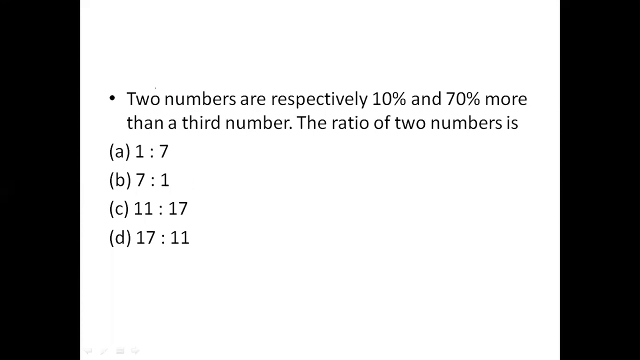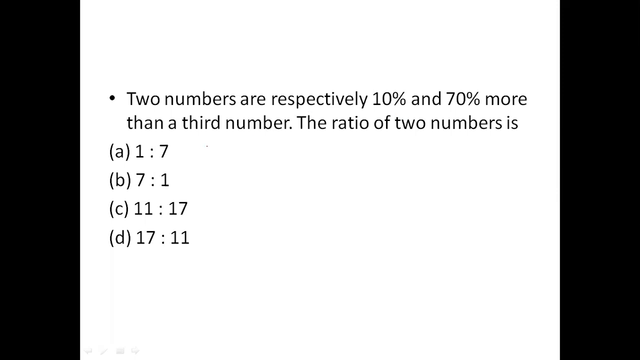Two numbers are respectively 10% and 70% more than the third number. So the ratio of two numbers is. Guys, my sincere request to all of you, please don't look at this question as a problem. Just look at this question as an English story. Two numbers. There is a story in the question. What's the story? Two numbers are respectively 10% and 70% more than the third number. The ratio of two numbers is.